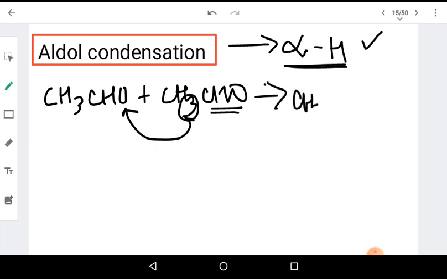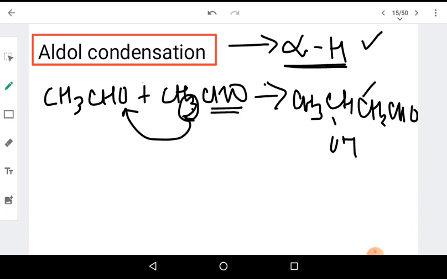What am I getting now? CH3CHOH, CH2, right? We have removed a hydrogen, so we are left with CH2 and we have a CHO, right? Now what is this compound? This is our alpha carbon, this is our beta carbon. So it is a beta hydroxyaldehyde, right? This beta hydroxyaldehyde is known as aldol. This is known as aldol. Okay. Now this compound I can also write it as this.